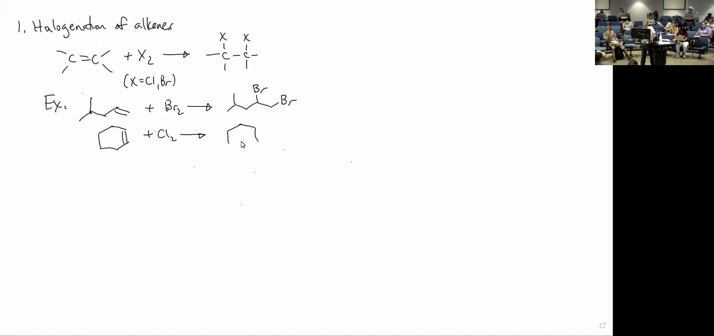And I would expect that we would get 1,2-dichlorocyclohexane, you could call that. So I've just changed, again, the double bond to a single bond, and I've added the two chlorine atoms that were in the original halogen molecule. The mechanism doesn't happen all at once. It takes a couple of steps.